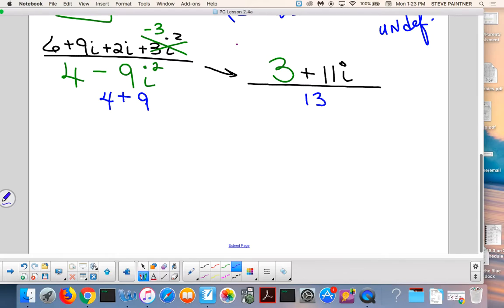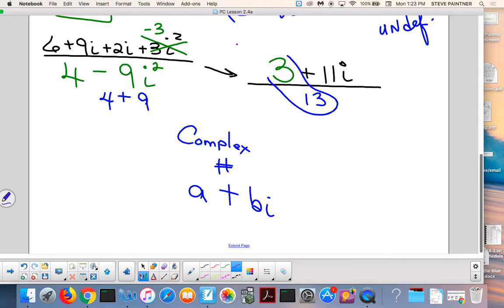Now, here's the deal. In the back of your book, it always says this. Write your answer as a complex number. Oh, you want me to write it as a complex number? That would mean give me real part plus imaginary part. So the real part to this problem is what? 3 what? 3/13, plus the imaginary part is what? 11/13 times i.